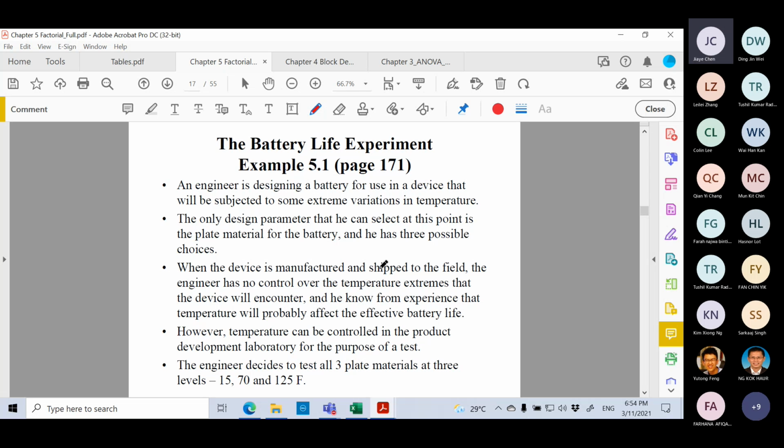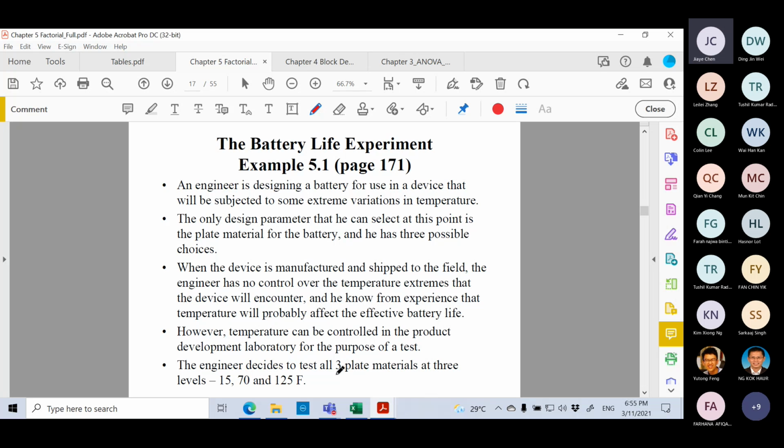When the device is manufactured and shipped to the field, the engineer has no control over the temperature extremes that the device will encounter. And he knows from experience that the temperature will probably affect the effective battery life. However, the temperature can be controlled in the product development laboratory for the purpose of the test. So therefore, they consider only the 2 factors that will affect the life of the battery here.